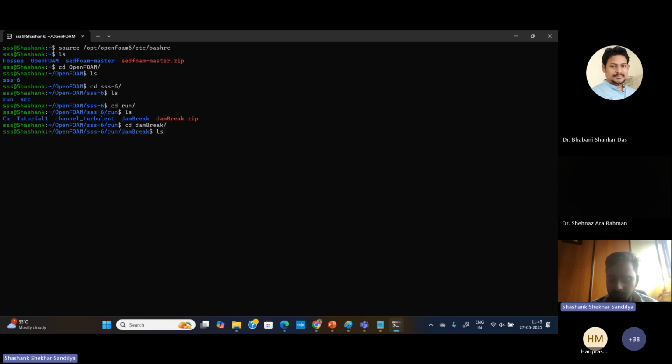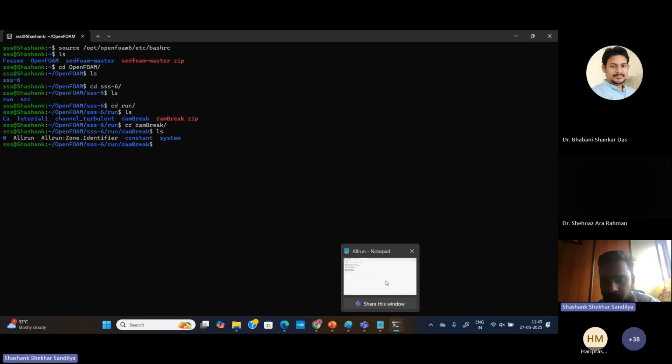Again, we will list all the directories present inside the dam break folder. So we will see there are three. I have already stated that there is a typical structure of OpenFOAM. We have three folders: the zero folder, the constant folder, and the system folder. And Allrun. Allrun is the file which tells us how to execute the commands. So I have already opened Allrun.